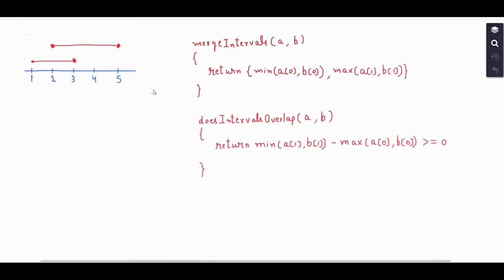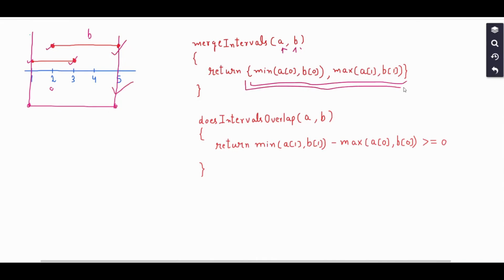Let's see the definition of merge intervals and does interval overlap function. So here we can see that the merge intervals function takes in two intervals a and b. So here is the scenario. We have the first interval, this is interval a and this is interval b, and to merge them all we have to do is take the minimum of these two starting points, which is this one, and the maximum of these two ending points, which is this one, which will give me the new combined interval. So that's what we are doing here.